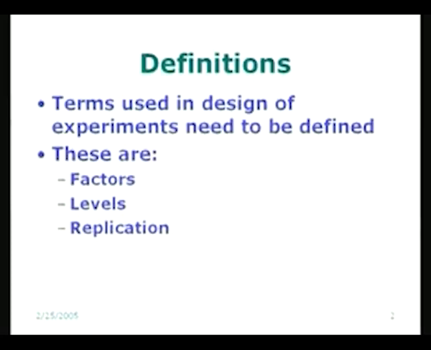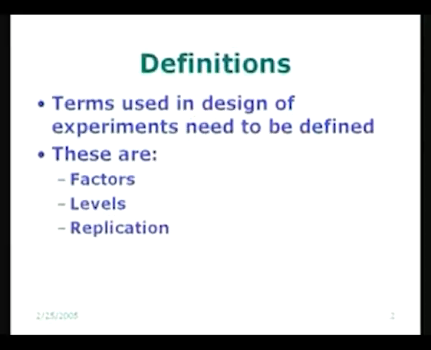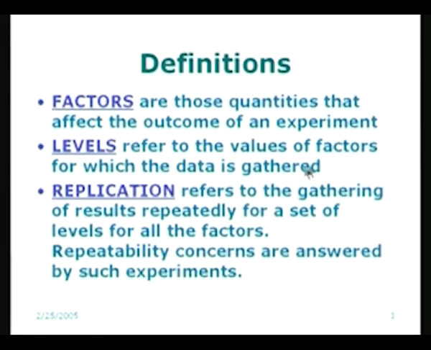So, the first thing we are going to do is to look at the definitions of various quantities, which automatically become important when we decide to discuss design of experiments. What are these? The terms which we will meet with, we call them factors, number 1, then we talk about levels, and then we will talk about replication. These are 3 important things, and let us see what they mean.